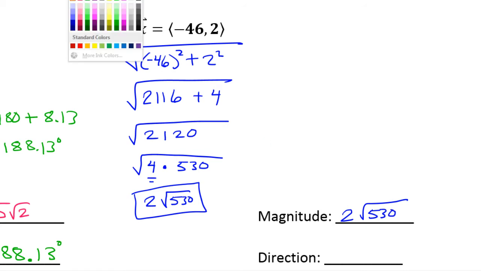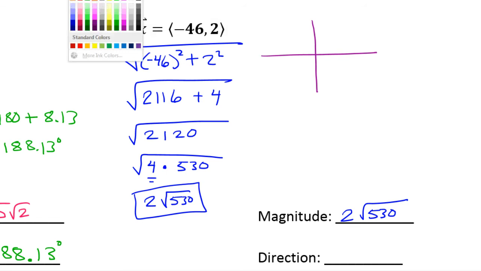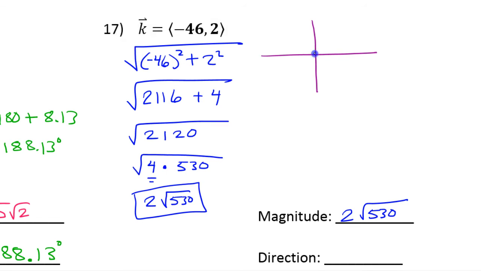Okay, now what about the direction? For the direction, it helps to have a diagram. This is left and up, so that puts us in the second quadrant. So I'm just going to go ahead and draw my vector into the second quadrant. I will make a triangle out of it around the reference angle. So this is my reference angle, and remember this was left 46 and up 2, drawing not to scale obviously.